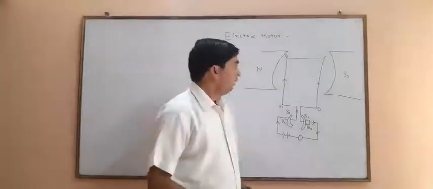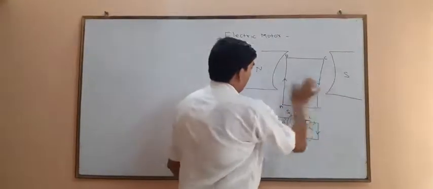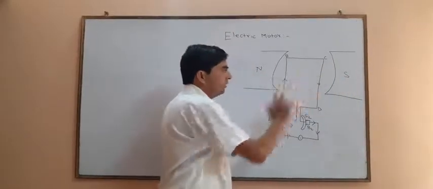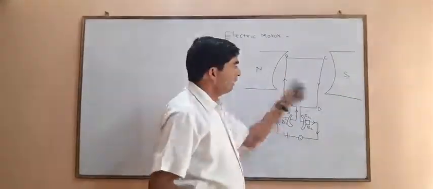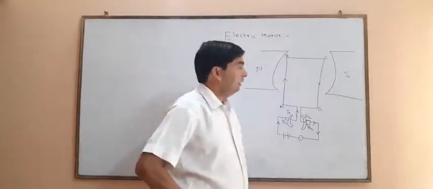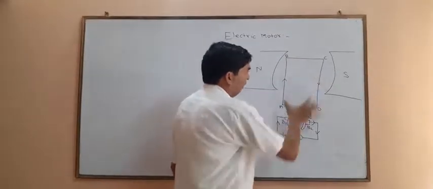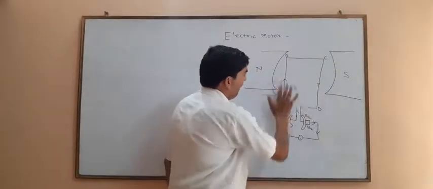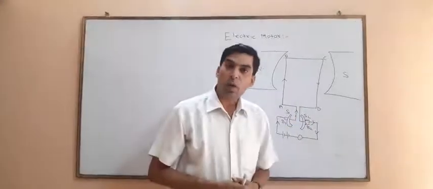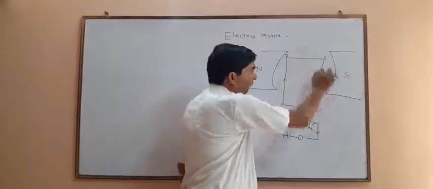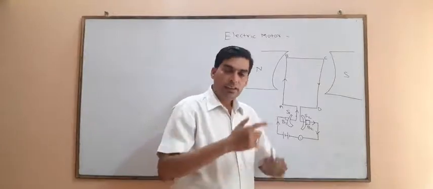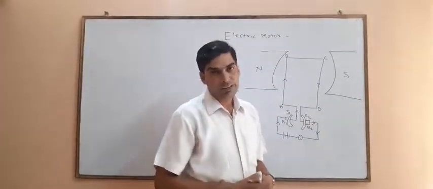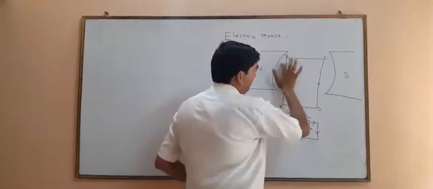Please focus here. Two strong permanent magnets, north and south, are placed opposite each other in a horizontal direction. Between them, we are keeping an armature. This armature is A, B, C, D, and it's a pure copper coil. Here we have shown just one wire, but in an actual motor, there are many rounds of these coils, because the more rounds there are, the stronger the magnetic field.